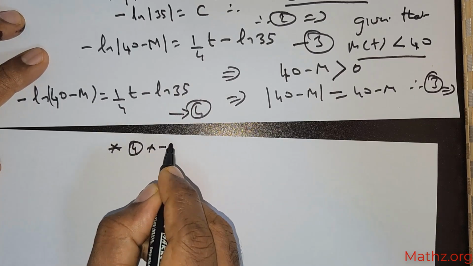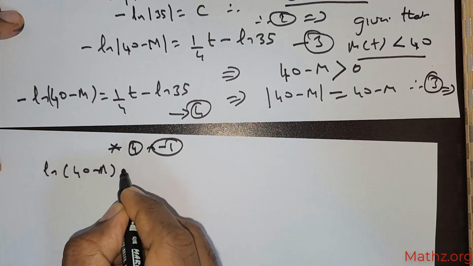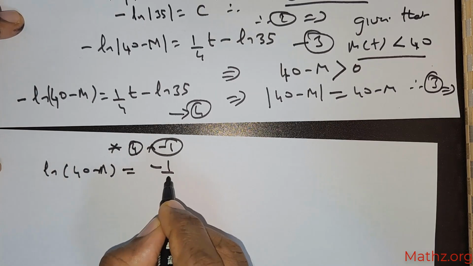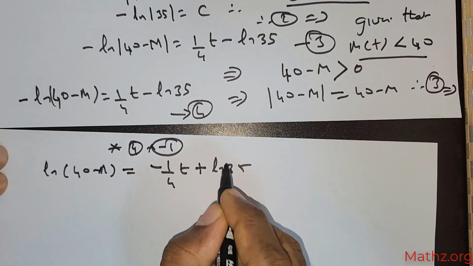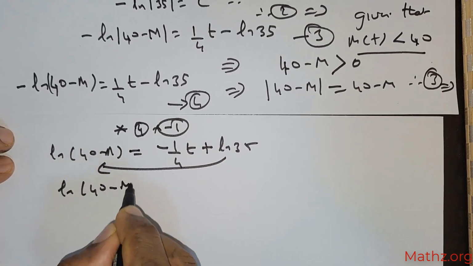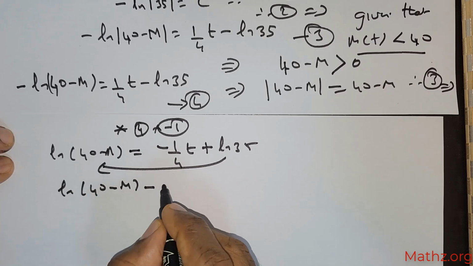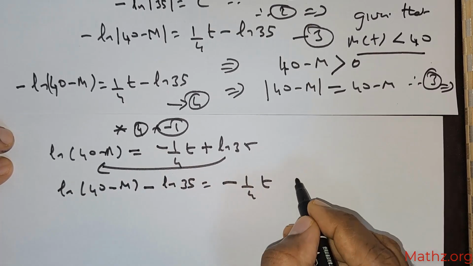Multiply 4 with negative 1. So that would give me ln of (40 − m) is equal to negative 1 over 4 times t positive ln 35. Now move this over here. So this is ln (40 − m) minus ln 35 is equal to negative 1 over 4 times t.